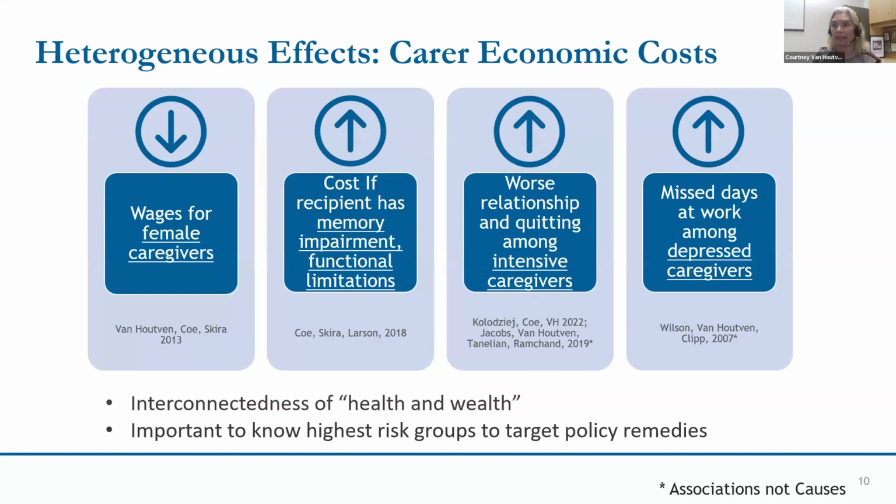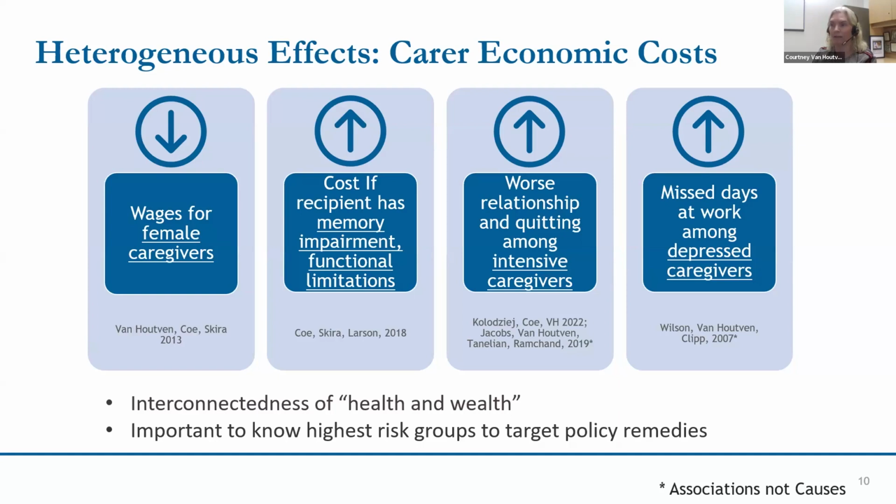I want to point out the heterogeneous effects of informal care because this is where the evidence needs to grow, and there's certainly work in this area, but I feel like this is a great area where we can expand. Again, work joint with Norma and Megan Skyra in looking at subgroups of people. I already made the case that females are bearing the brunt of the labor market negative effects with reduced wages. Other work by Norma and colleagues found that the type of recipient really matters, that the welfare losses to the caregivers are greater if the care recipient has memory impairment and functional limitations or any combination of those two things.